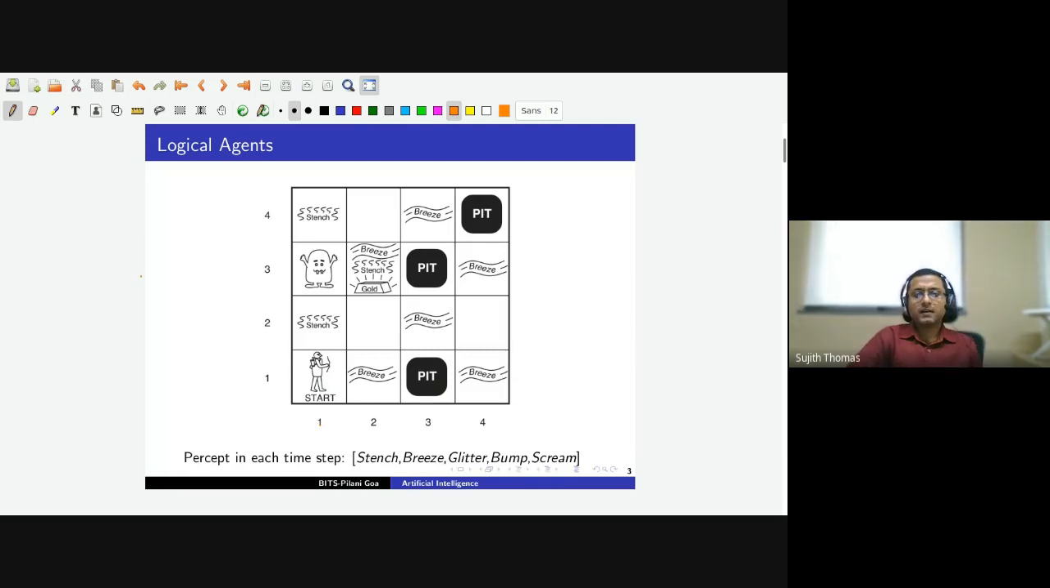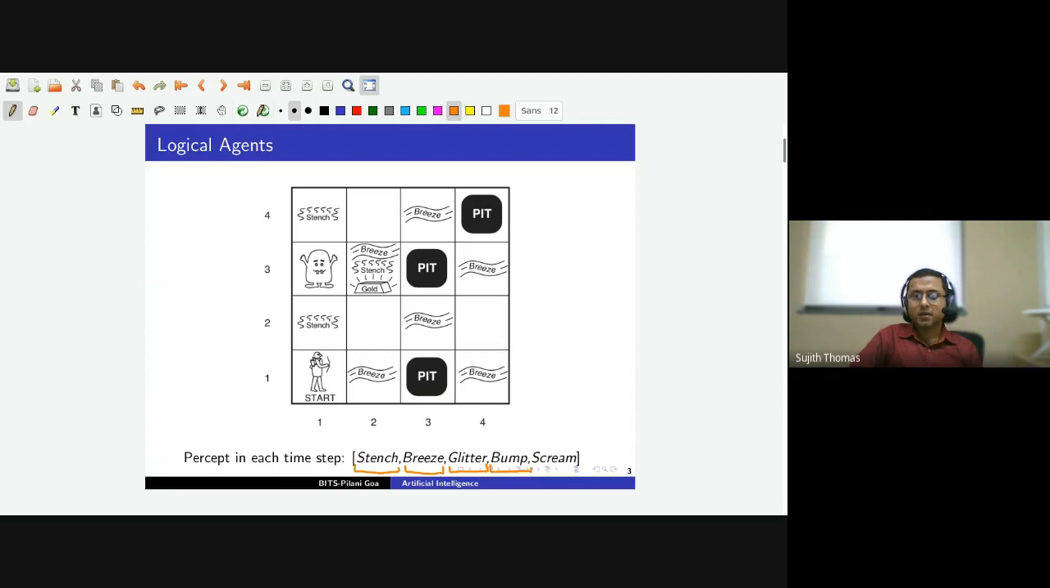So there are 5 things that the agent can perceive. First one is stench. If stench is present, it means one of the adjacent rooms has the Wumpus. Whether breeze is present, that is the second thing it can perceive. Third thing is whether glitter is present. If glitter is present, it means the gold is present in the same cell. So if the agent enters a room that has the gold, then the agent will be able to perceive glitter, and it can then pick up the gold.